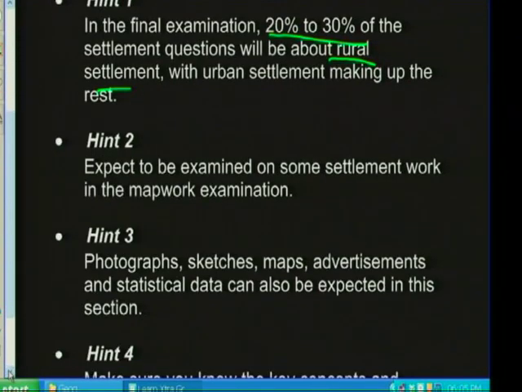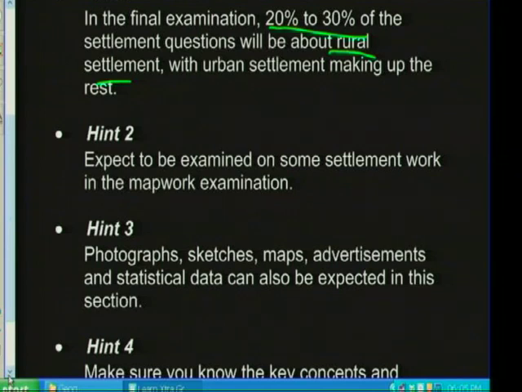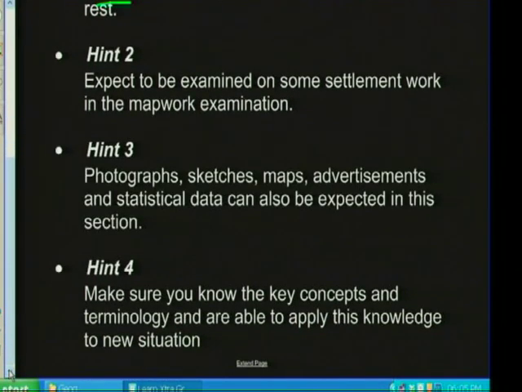Hint 2. Expect to be examined on some settlement work in the map work examination. This forms part of the integration of paper 1 with paper 2. Hint 3. Photographs, sketches, maps, advertisements, and statistical data can also be expected in this section. Hint 4. Make sure you know key concepts and terminology and are able to apply this knowledge to new situations.